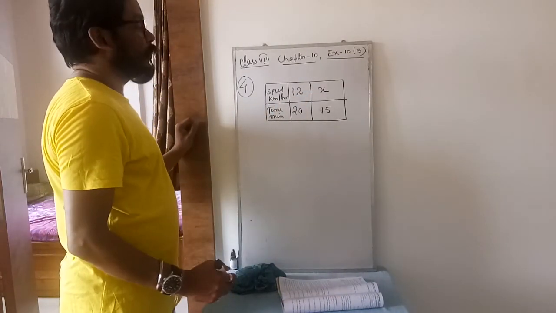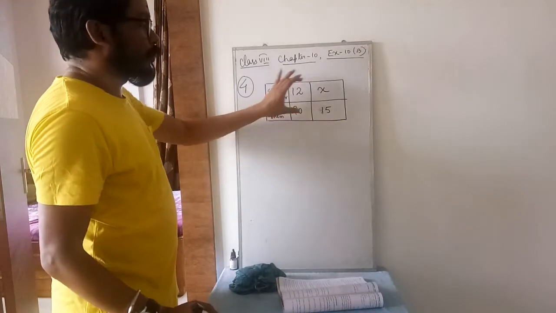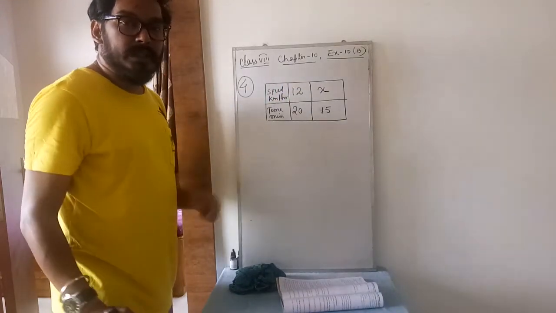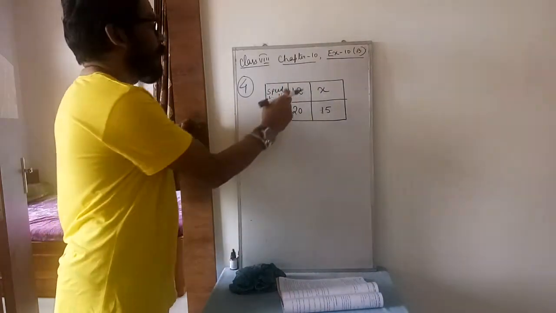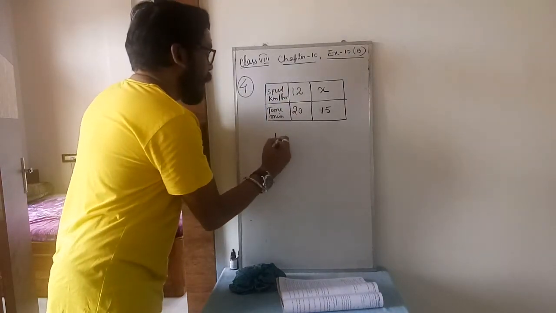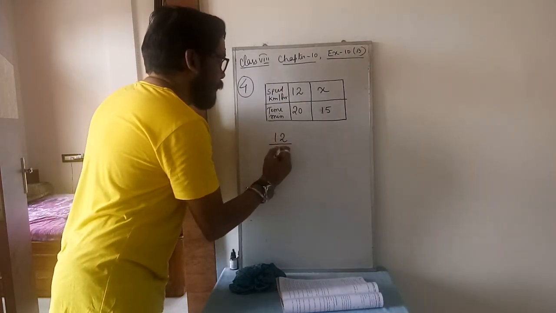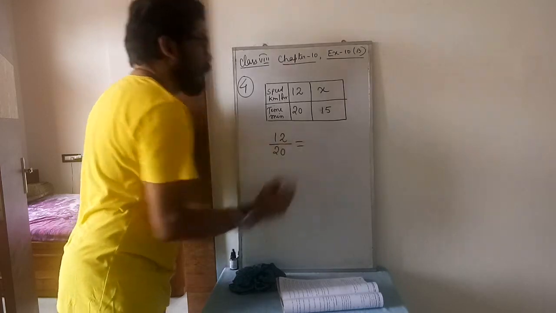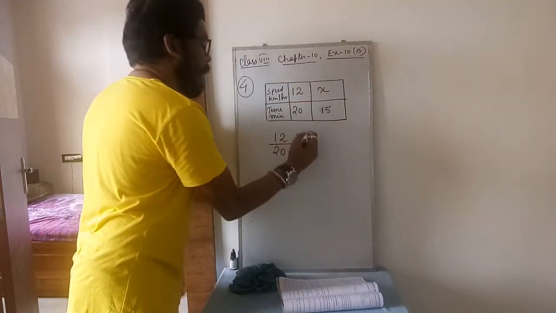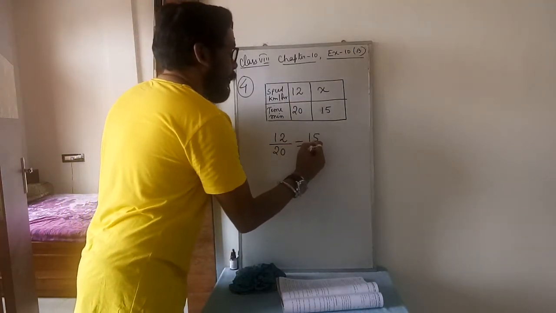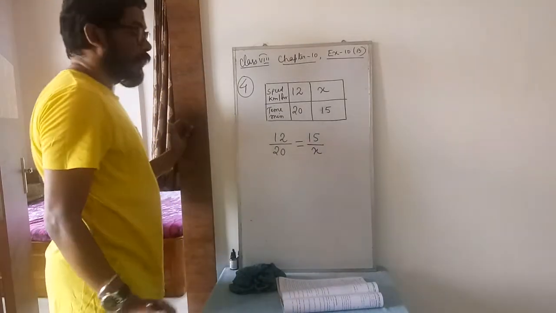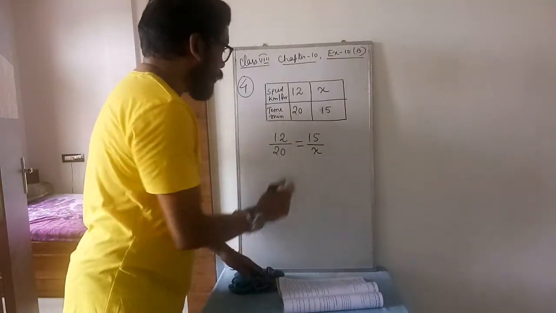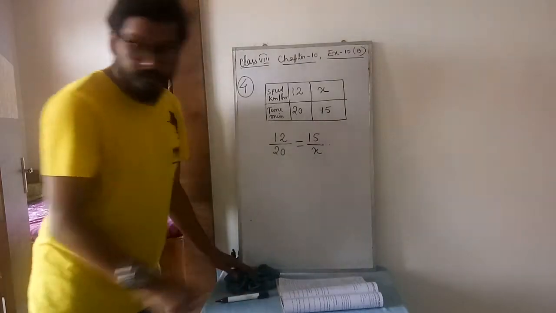So in direct variation what I have written, the ratio of the first two equal to ratio of the last two. Here just opposite I will do. So speed and time ratio I will write 12 by 20 equal to, since it is inverse, you will write 15 by x. 15 by x you can write. Okay. So just a minute, let me do the calculation.